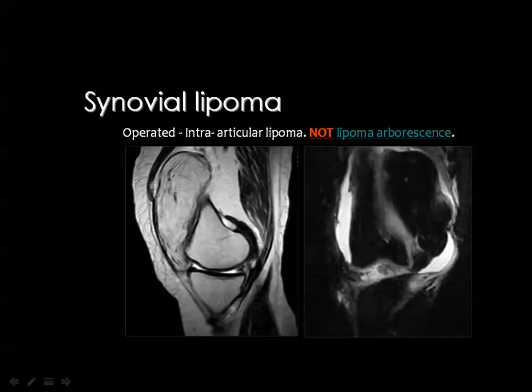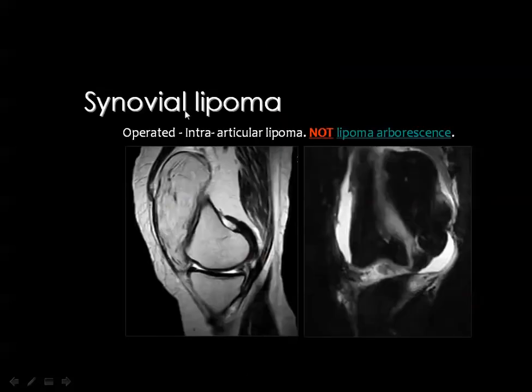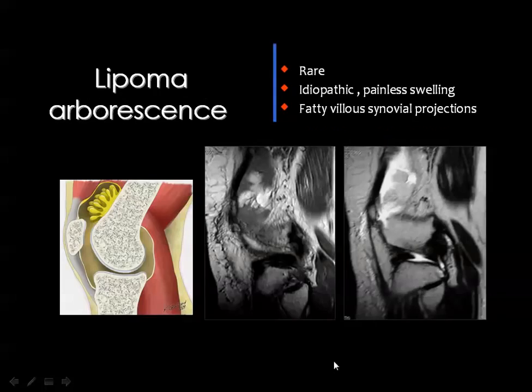And this is the synovial effusion, which is bright in the T2 weighted image. But if you see a mass made of fat within the joint, but this mass is branching like this, then you call this lipoma arborescens. The previous one is known as synovial lipoma, not lipoma arborescens. But if you see branching features like this, you consider lipoma arborescens, which is fatty villous synovial projections.